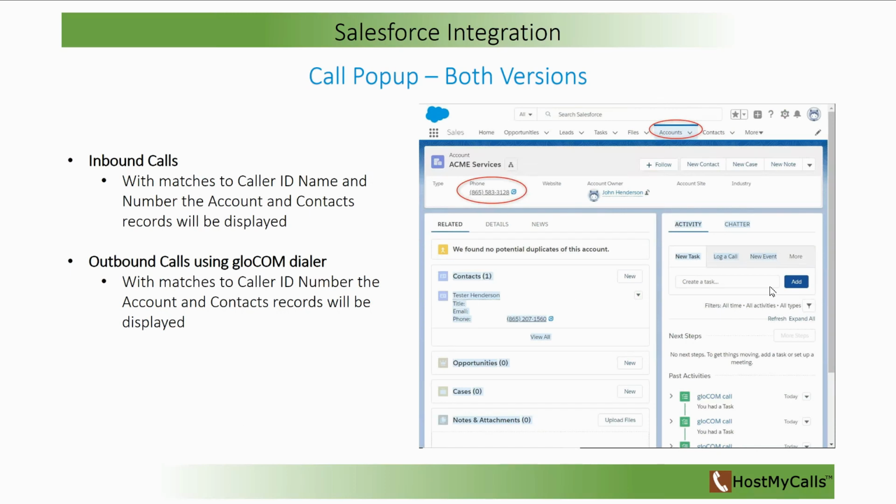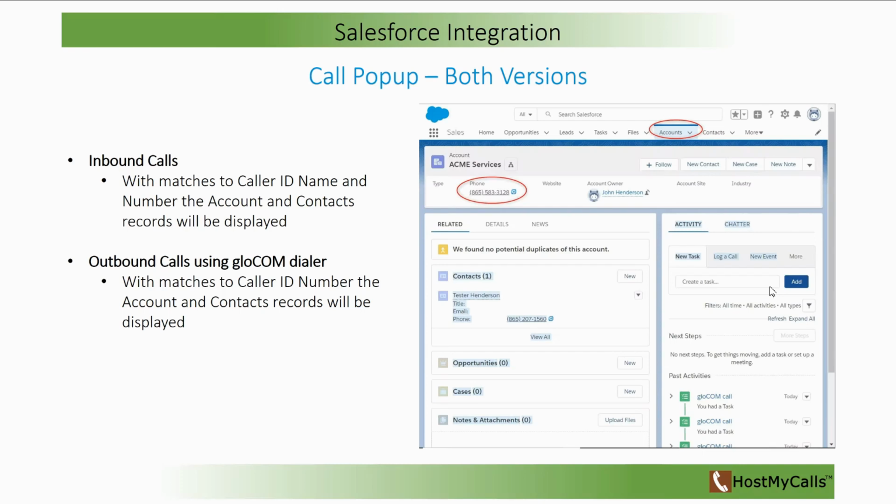As mentioned before, both integration versions support what's called a call pop-up feature. With any inbound call, the caller ID name and number are searched within the Salesforce.com user's account, and any potential matches are displayed. If there's only a single match, then that contact record is displayed.